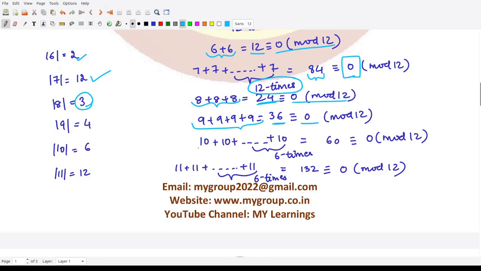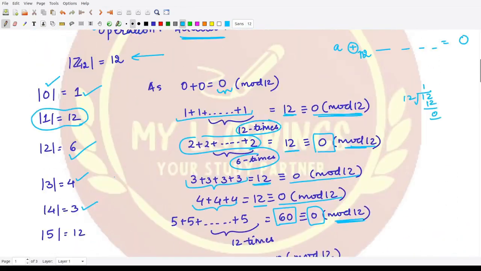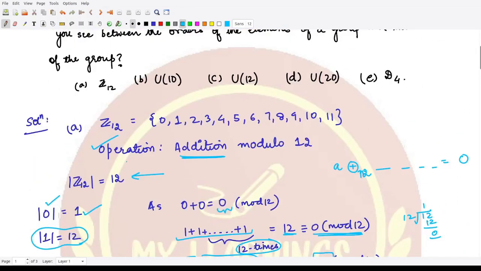What about 10? 10 is added to itself 6 times, so it will give you 60. When you divide 60 by 12, you would have 0 as the remainder. So 6 is the order here. What about 11? 11 when added to itself 12 times would give you 132, which is completely divisible by 12, so 12 is the order. So in the first case, we have obtained all the orders.